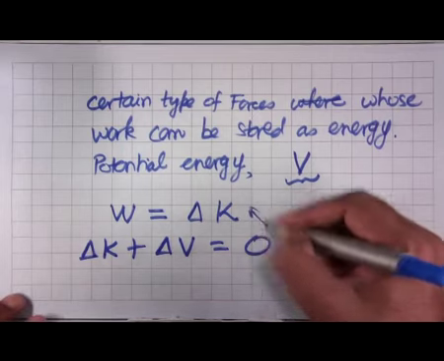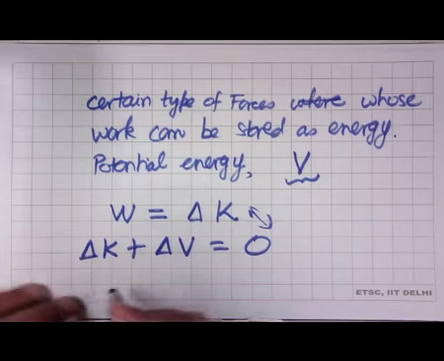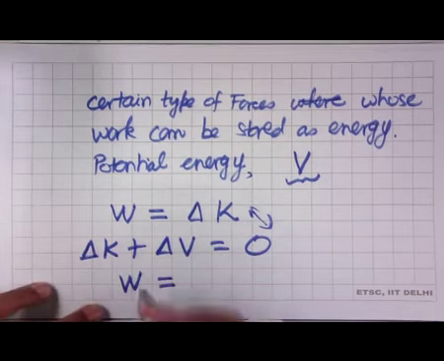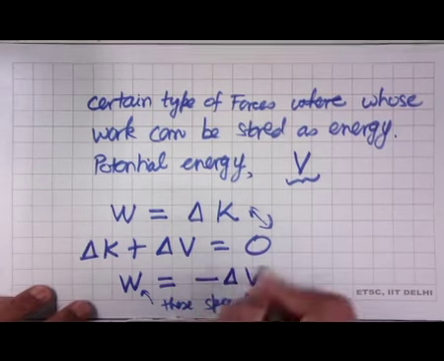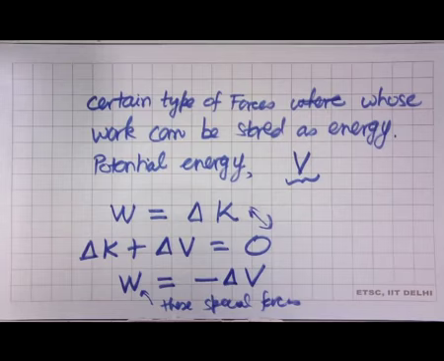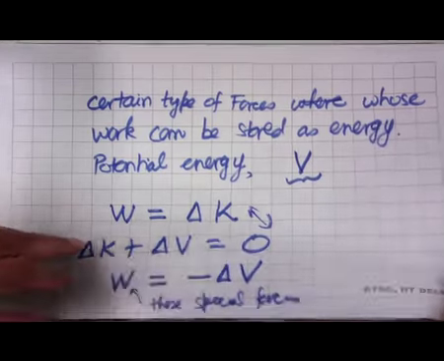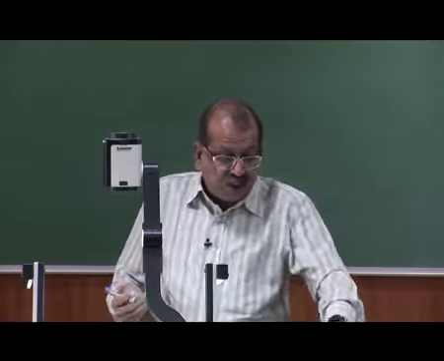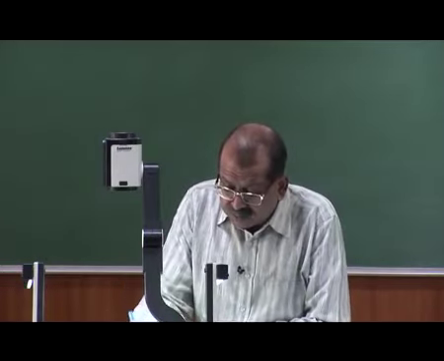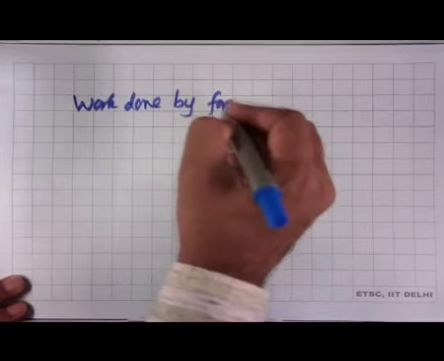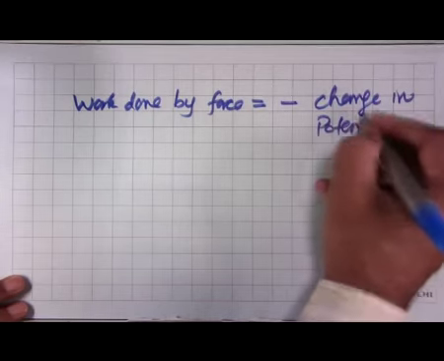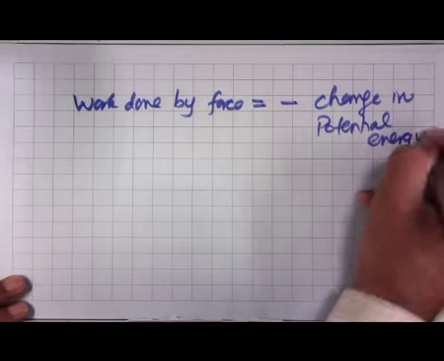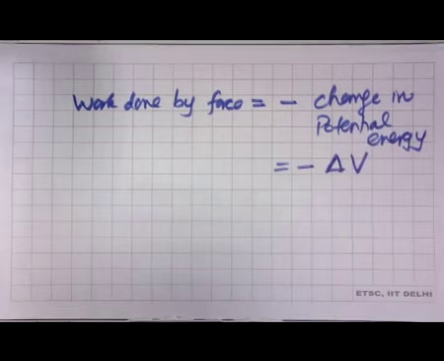And if we compare these two expressions, then what we get is work done by those special forces or those external forces can be written as minus the change in potential energy. So, if we have a force whose work can be stored as energy, then work done by the force would be written as minus the change in potential energy, and this we can write as minus delta V.